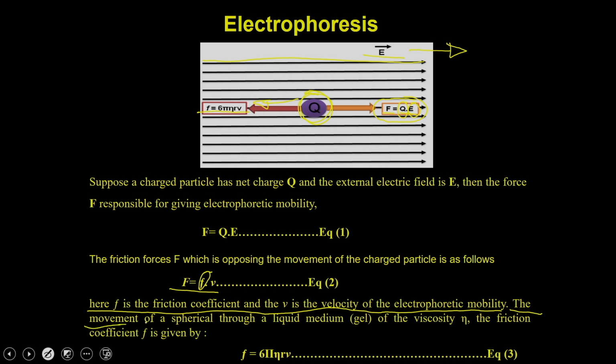For the movement of a spherical object through a liquid medium of viscosity η, the frictional coefficient f is given by the formula 6πηr. This means if a molecule is moving through a liquid medium, say a gel, then viscosity and friction take place, and as a result the frictional force is equivalent to 6πηrv.